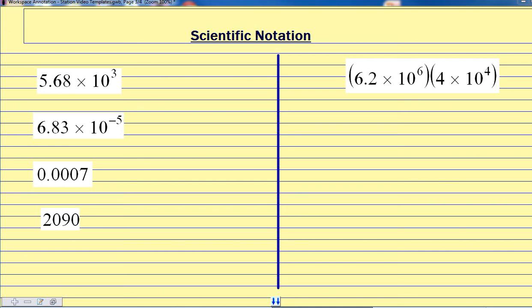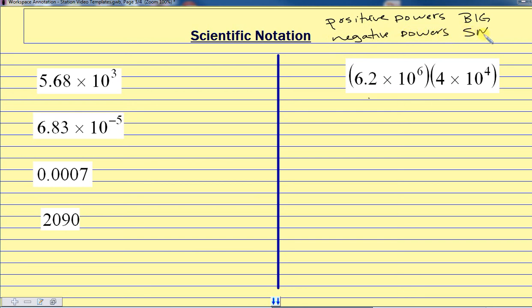So basically, if you can just remember that positive powers of 10 are big numbers, and negative powers of 10 are going to make small numbers.